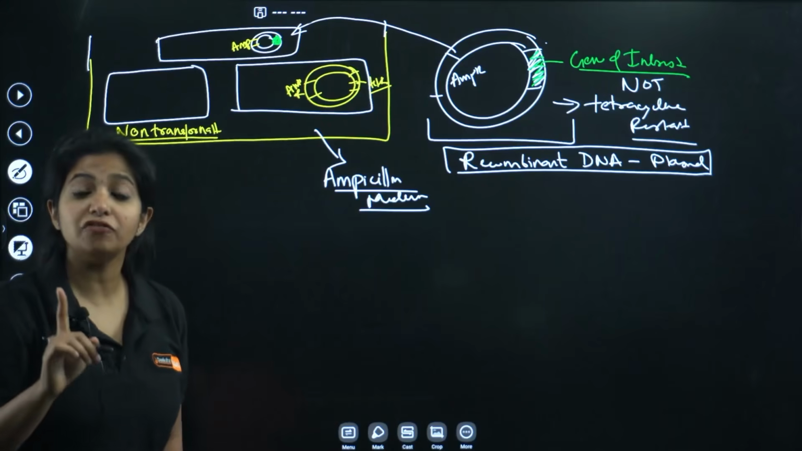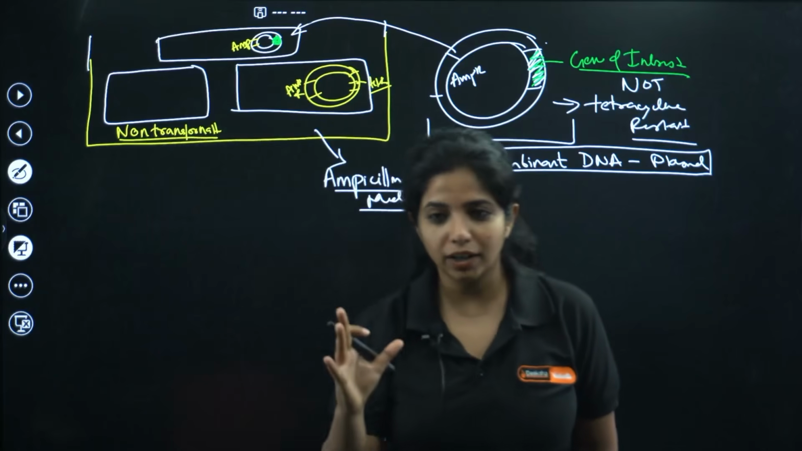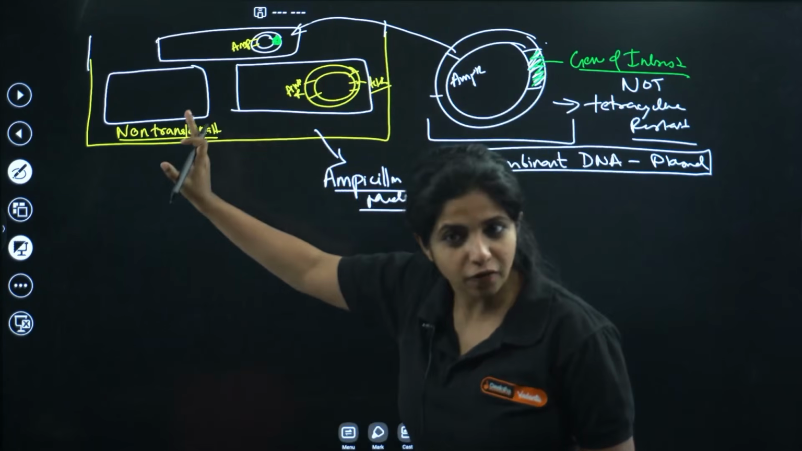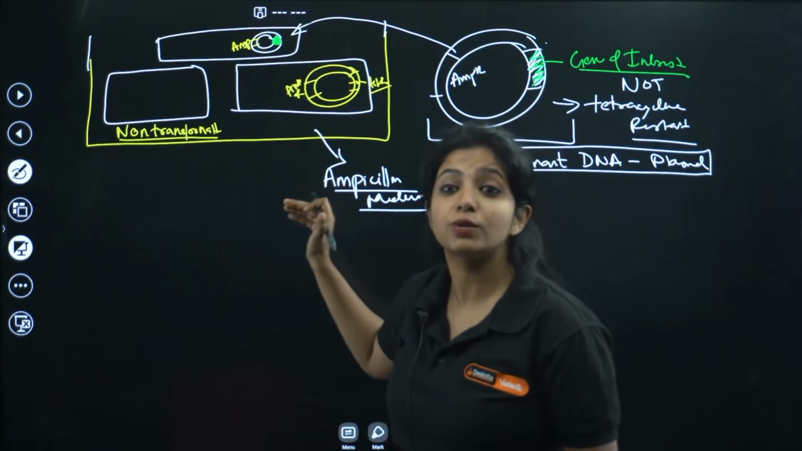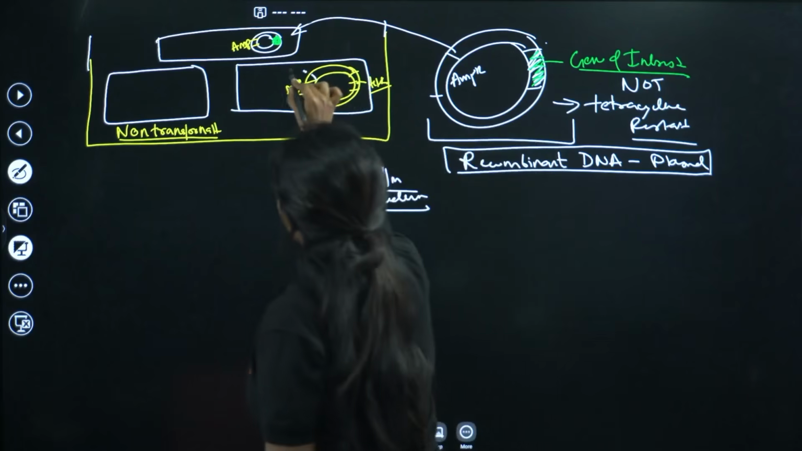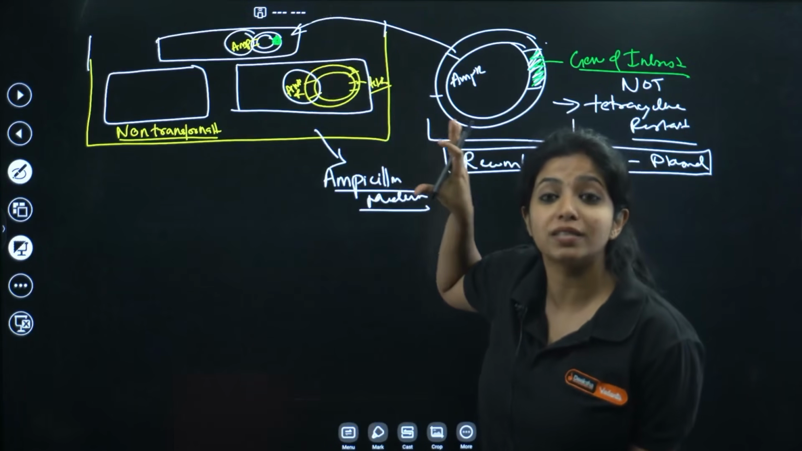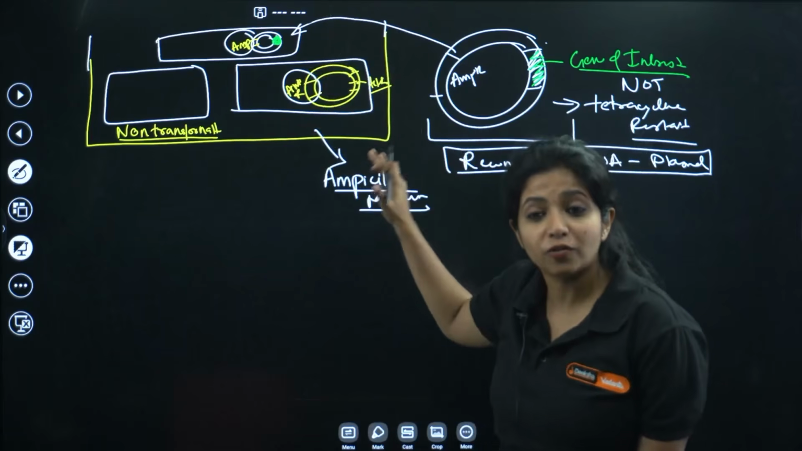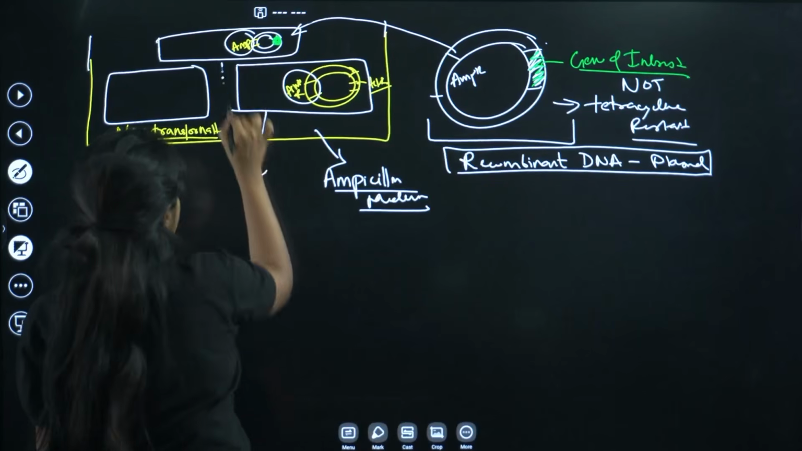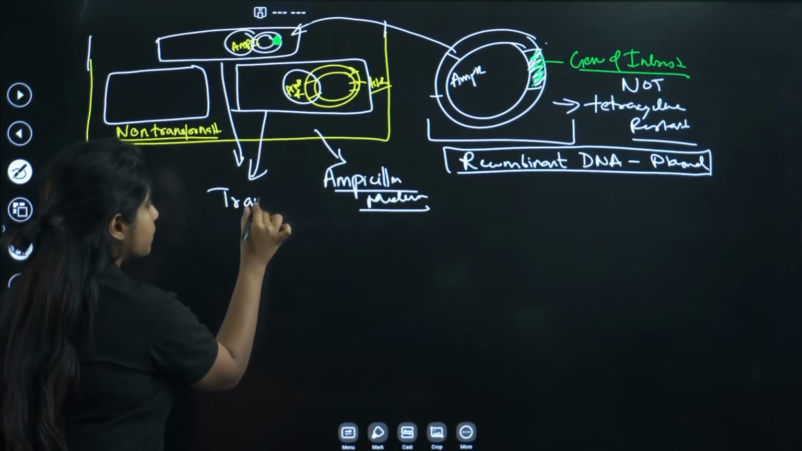The ones that have taken up any form of new plasmid, pBR322 from outside, whether it is the recombinant form or the normal form, they are going to survive. Why? Because you are putting them in ampicillin medium and you have the ampicillin resistance gene in pBR322, which is why they are going to survive. And which is exactly why I'll say that these two cells, they are what? They are transformants.